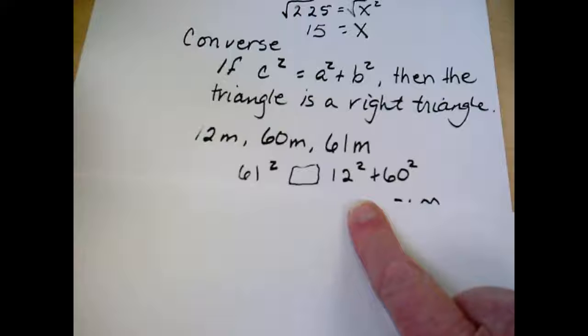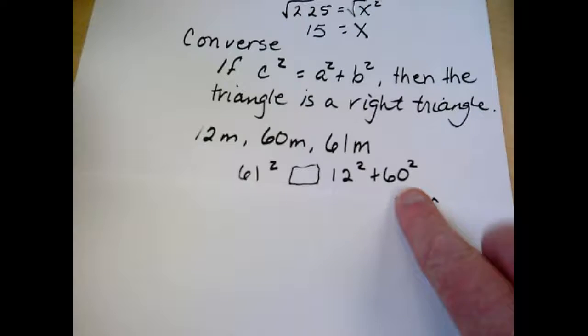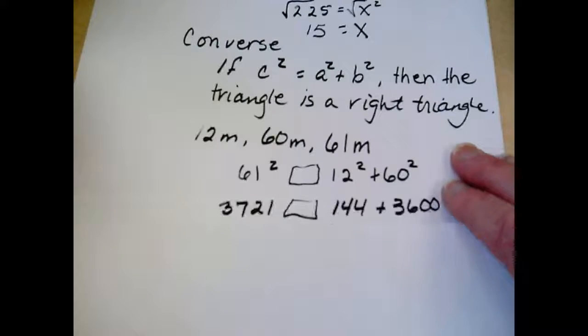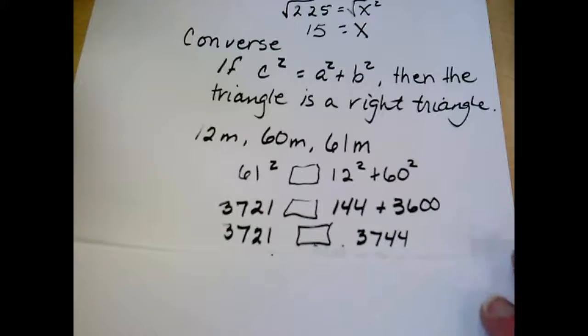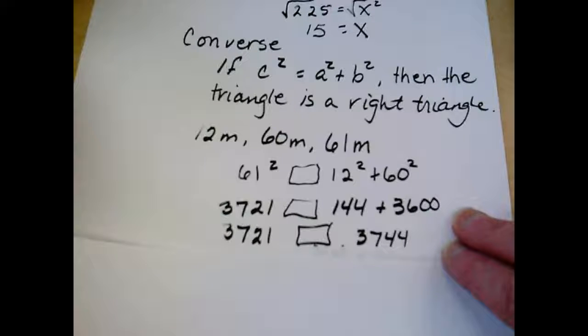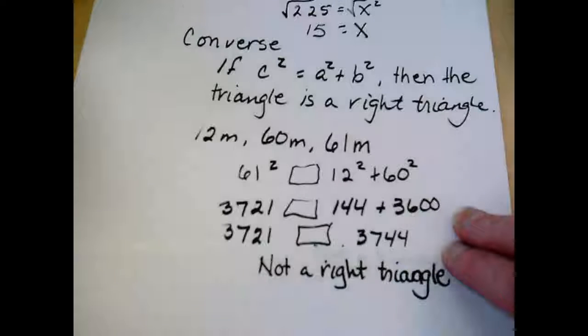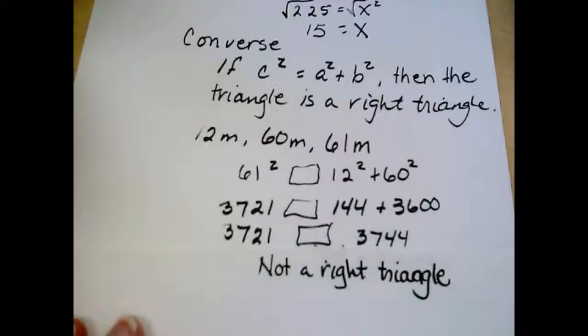The other two legs are 12 squared and 60 squared. 61 squared is 3,721. 12 squared is 144. 60 squared is 3,600. Add the 144 to the 3,600 and you get 3,744. Those numbers are not equal, so it is not a right triangle.